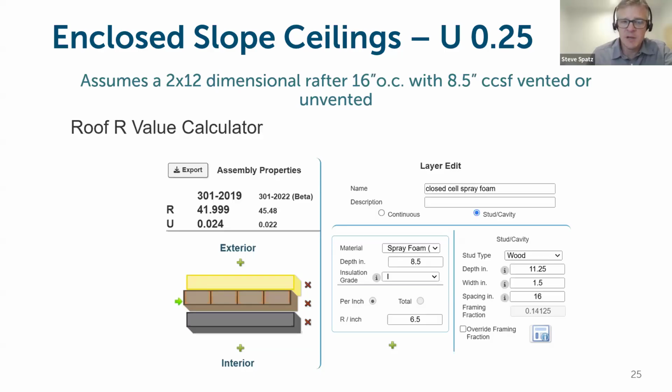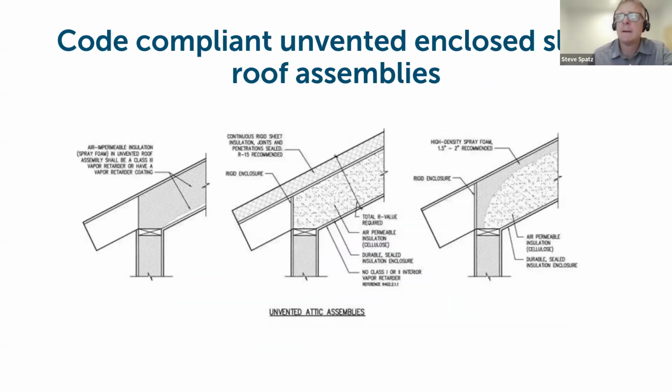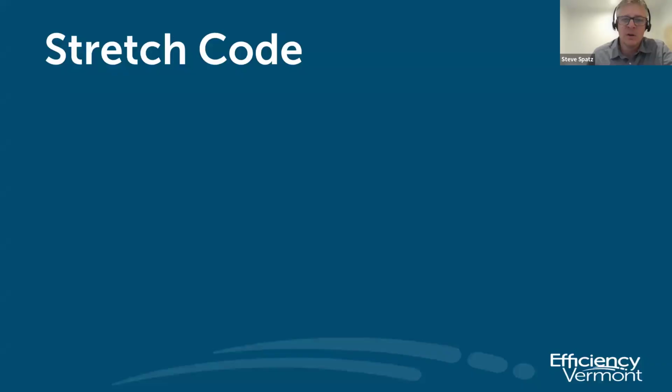Again, these are pathways to look at how the assembly comes together and how it's evaluated. I think the visualization that comes from the Ecotrope tool is pretty handy as far as giving you the way to evaluate how each different component affects the total performance of the overall assembly. The code does offer pathways to do unvented enclosed slope roof assemblies that are either continuous insulation or not, cavity only, continuous, combination of the two. So those are referenced in the code.